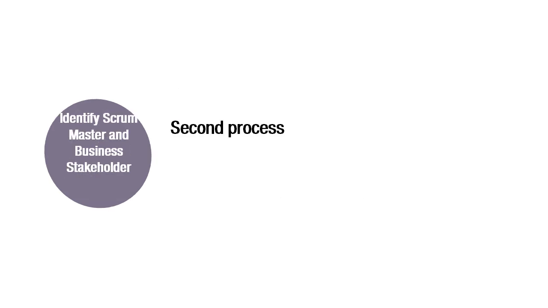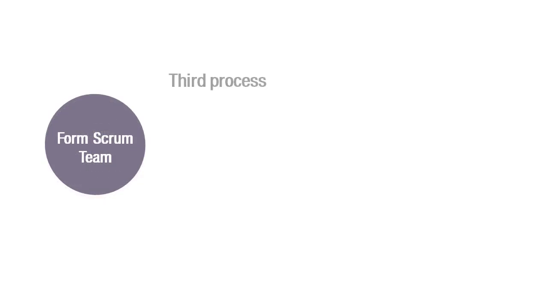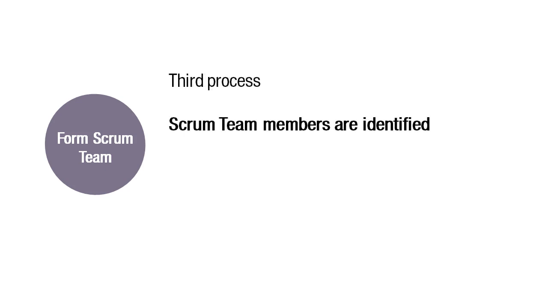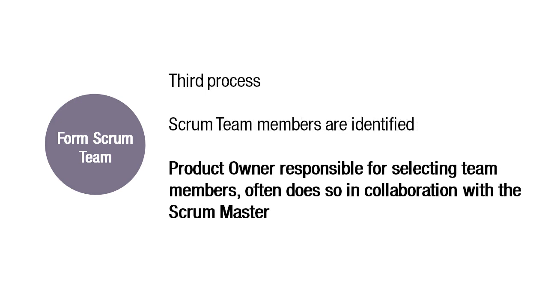Identify Scrum Master and business stakeholders is the second process, during which the Scrum Master is identified using specific selection criteria. Form Scrum Team is the third process in the Initiate phase. In this process, Scrum team members are identified. Normally, the product owner has the primary responsibility of selecting team members, but he or she often chooses the team in collaboration with the Scrum Master.